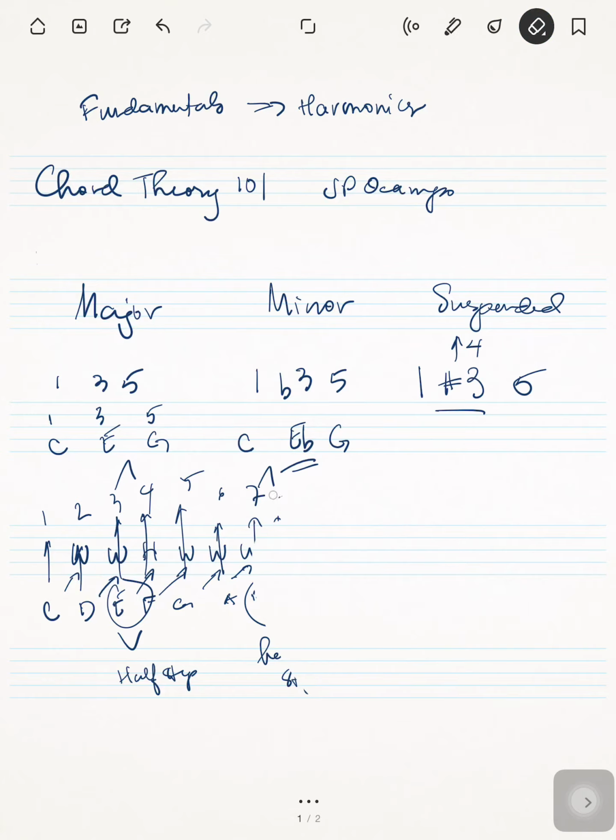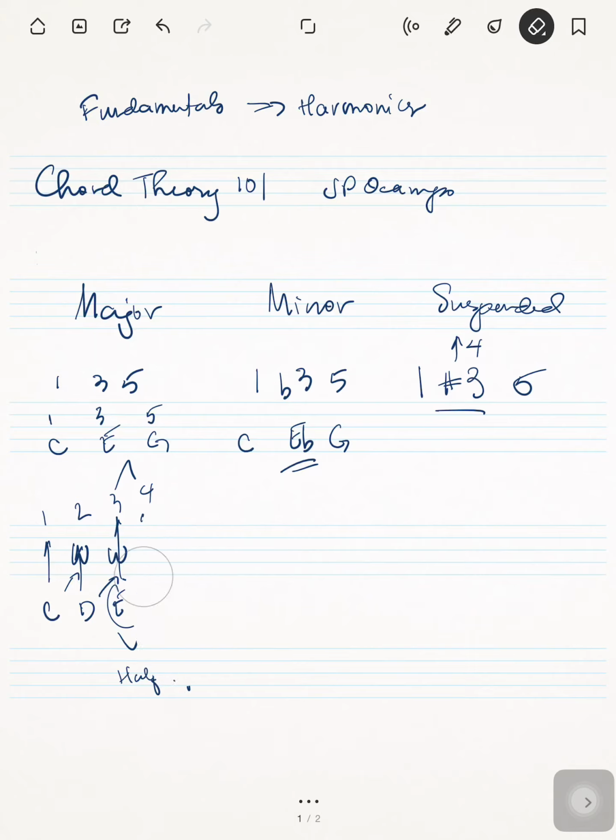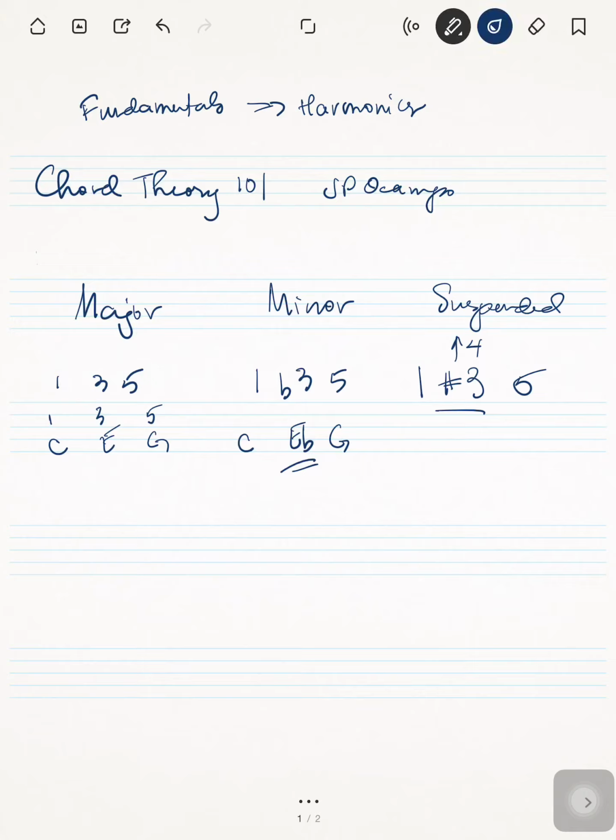Make sense? So between 3 and a 4 is a half step. Between 7 and an 8 is a half step. These have half step relationships. So where do we see the 3 and the 4? We see it back here. So what does this mean?